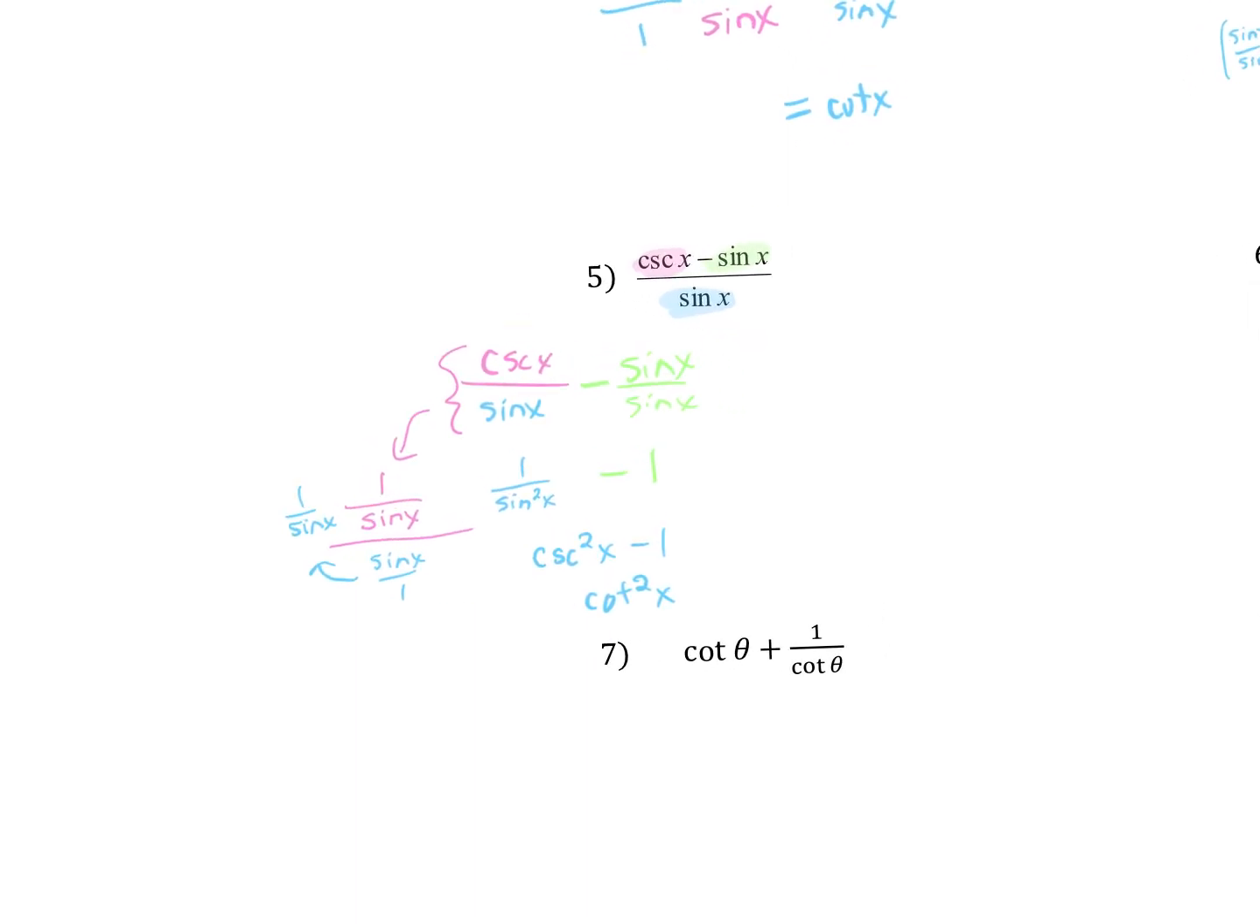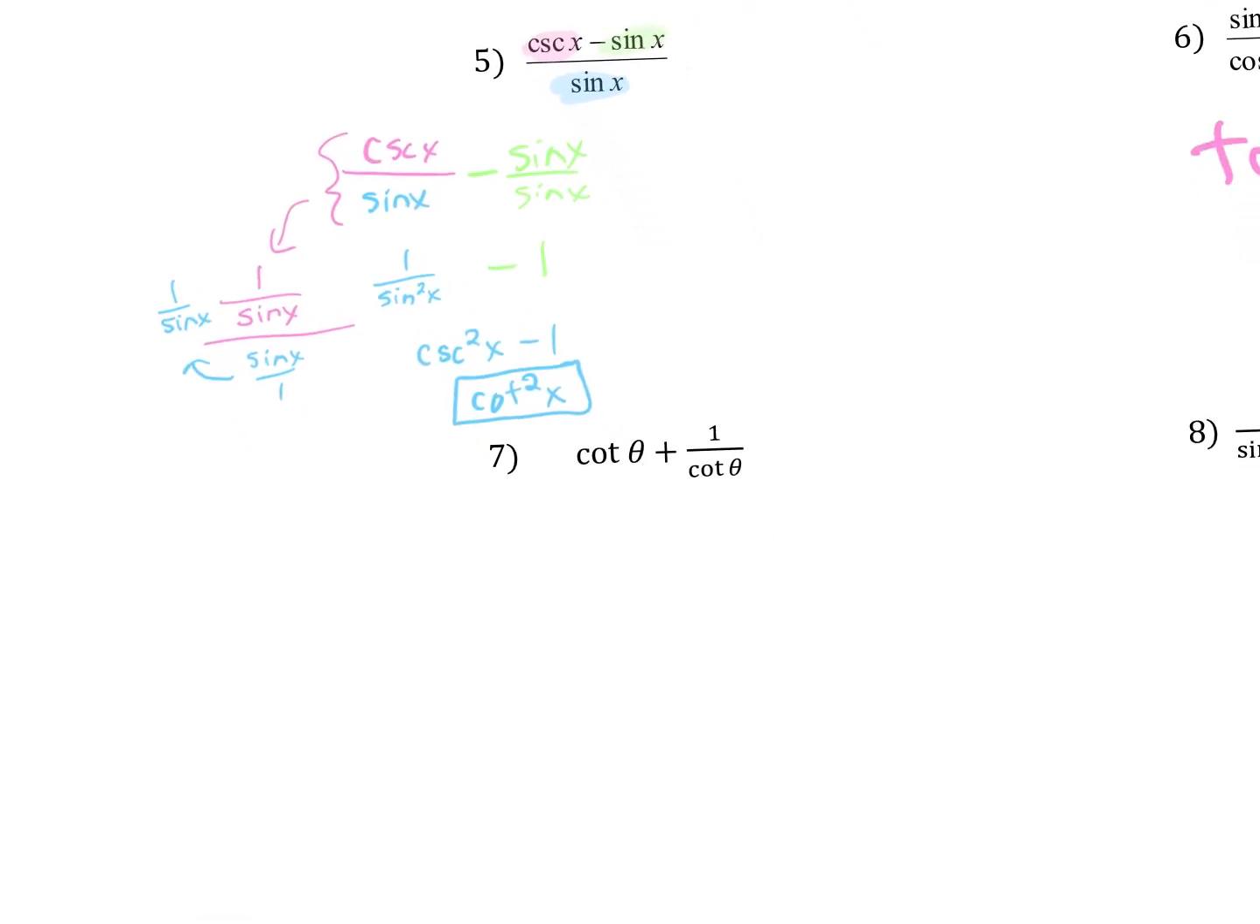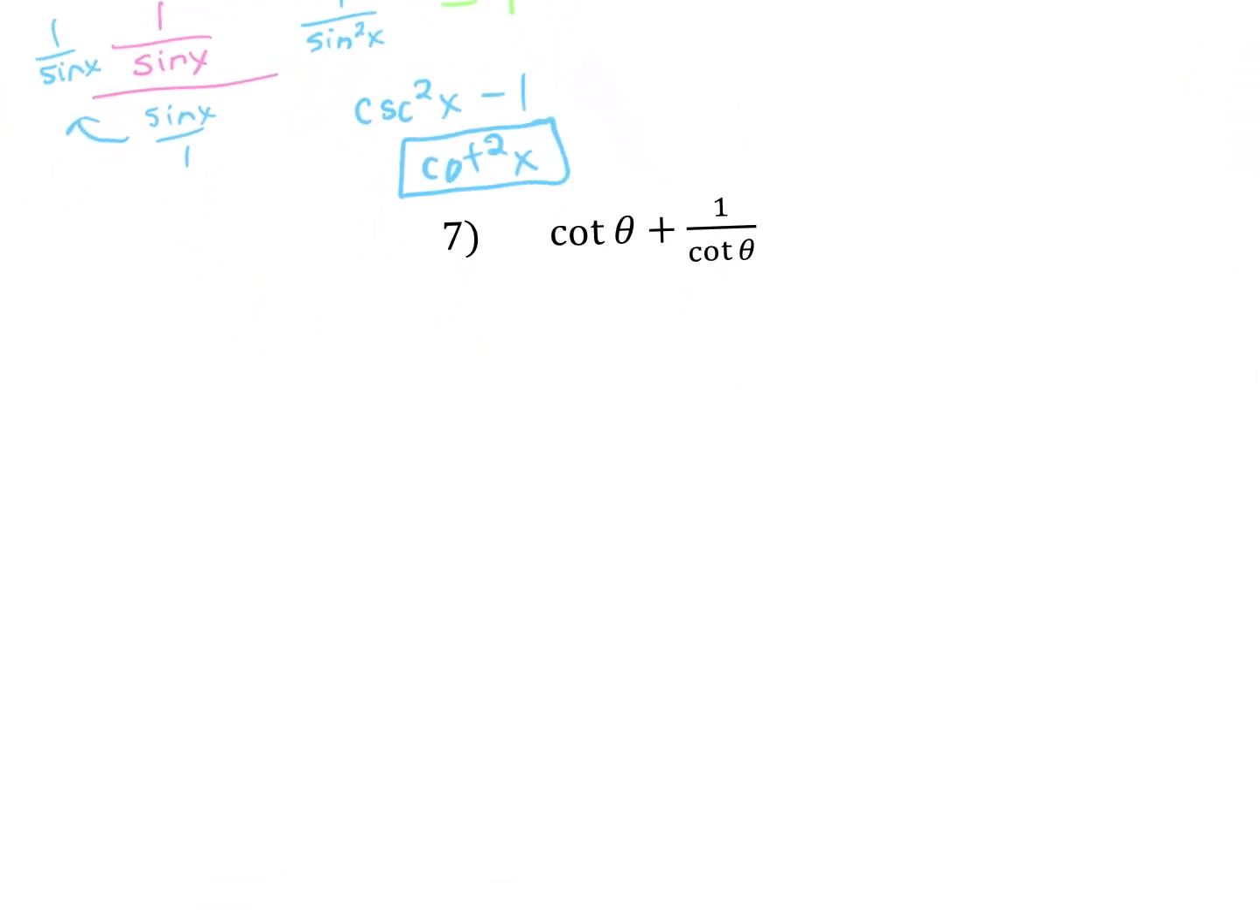So is that just our answer? That's it. Cotangent squared x is our final answer on that one. Do we do 8? I think we're going to look at 7, but we're not going to worry about 8 right now.